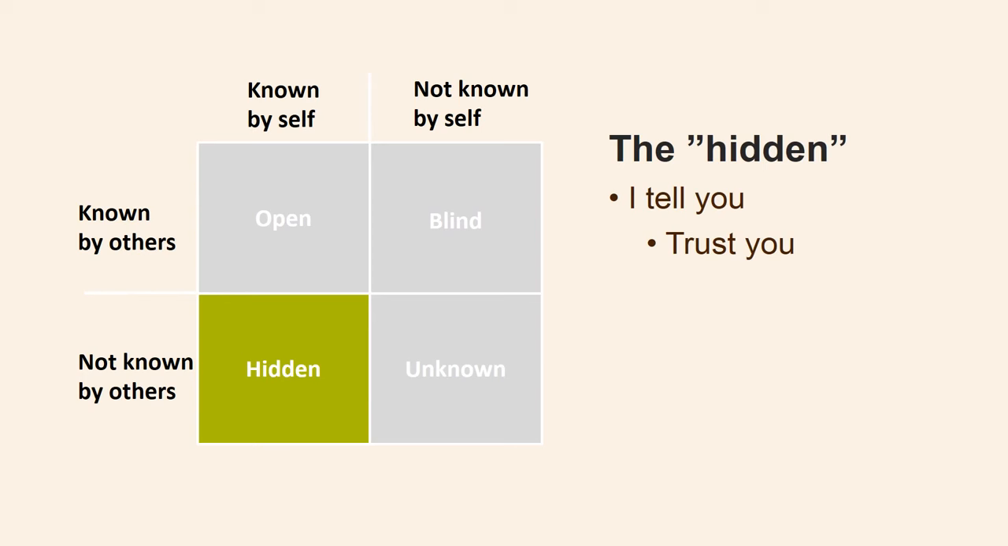The more I trust you, the more I might tell you about my secrets: how I lost my driving license, how I got divorced, what I think about our joint colleagues, and so on. I extend my open quadrant to you. Some people have almost nothing in the hidden quadrant. They publish all their intimate details online on social media such as Facebook.